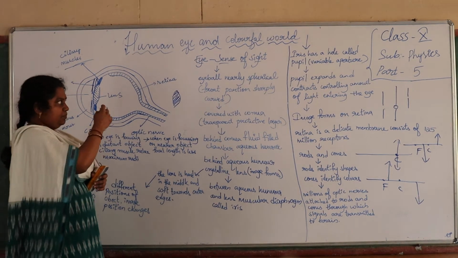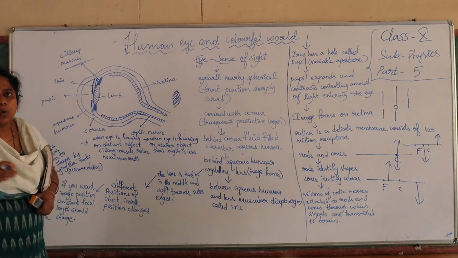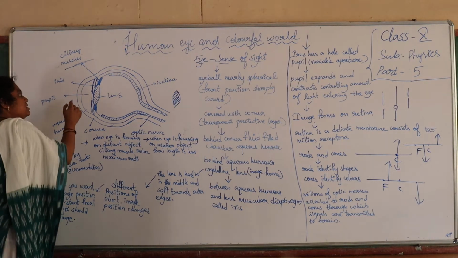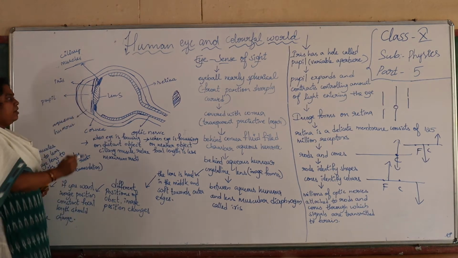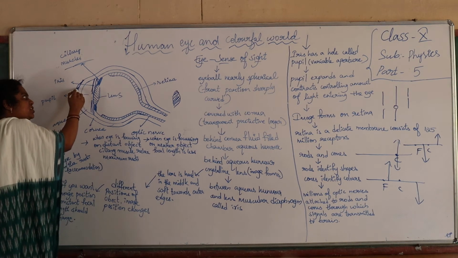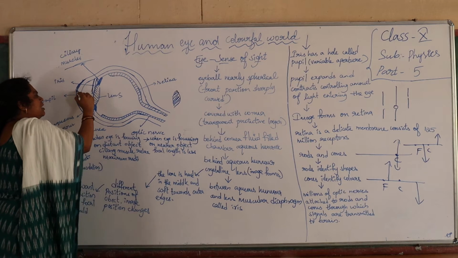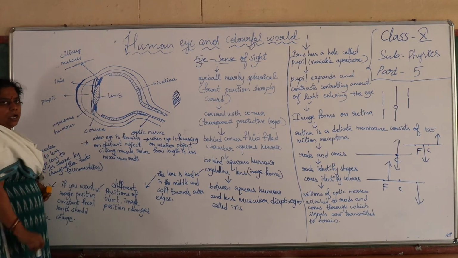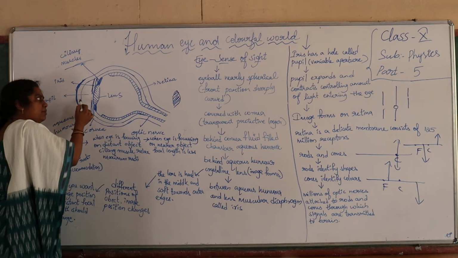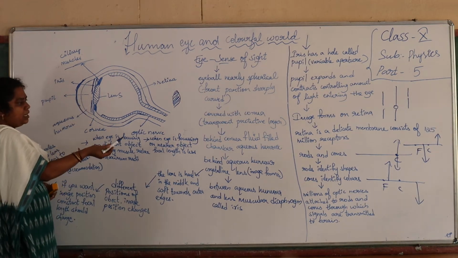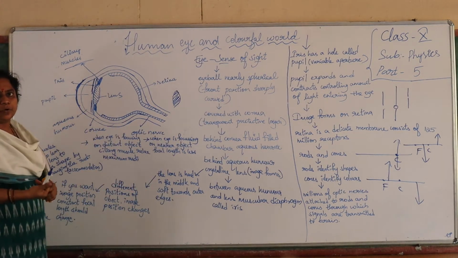Okay, children. We are discussing the parts of the eye. What I told you is that the eye consists of an outer covering called the cornea. It will protect your eye from external pressure. The eye is mostly spherical, but a little part is sharply curved and protruding.